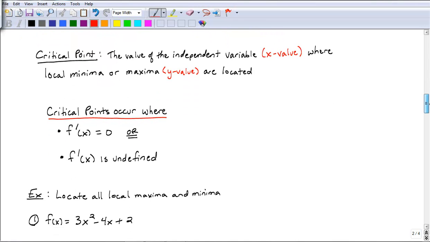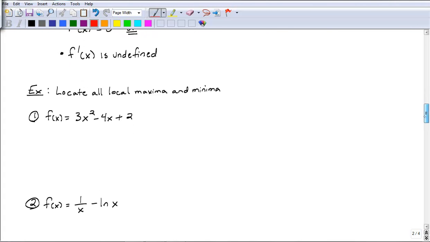And these critical points are the x values, and you find them by figuring out where the first derivative is 0 or undefined. And so we're just going to find local maxima and minima. These are the local max and min values. And we do this by finding critical points. So I'm going to find the critical points of this function by taking the derivative.